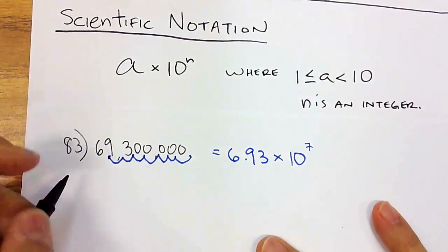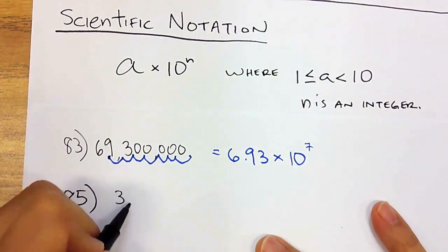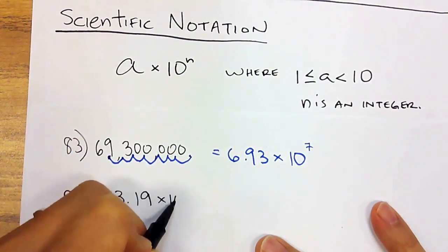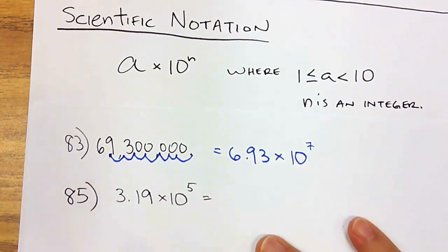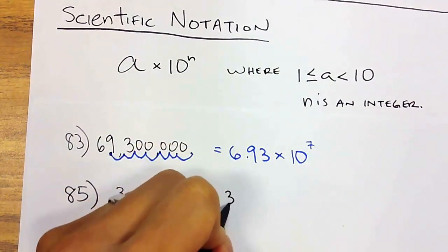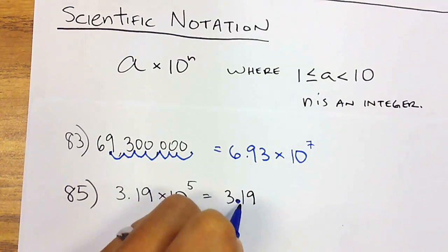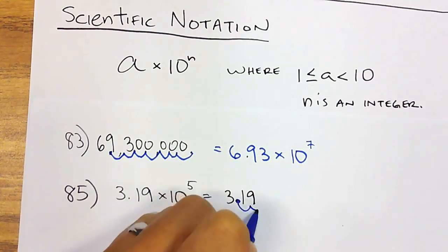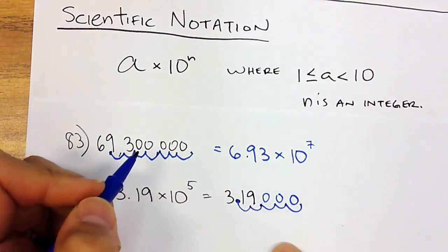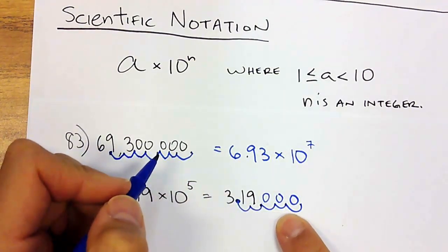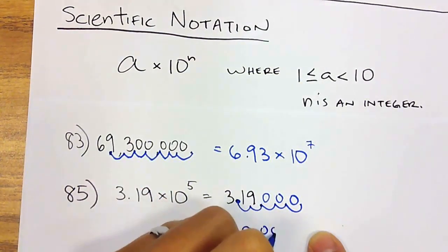And then vice versa, or another example, this is the other way around. If I have number 85 in your book, 3.19 times 10 to the 5th power. What number is that? I'm going to put 3.19, and I'm just going to move this decimal place over 5 times to the right. 1, 2, 3, 4, 5. So that number, if we fill out zeros for the spaces where they don't have any numbers, it will be 319,000.